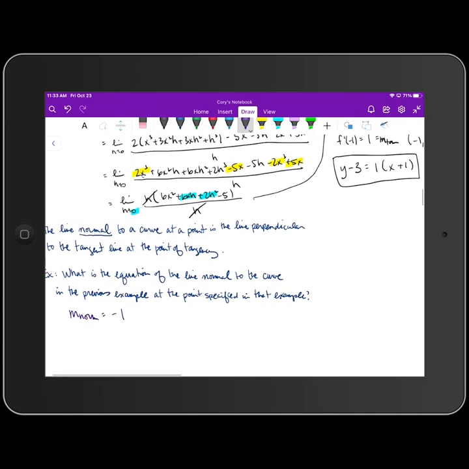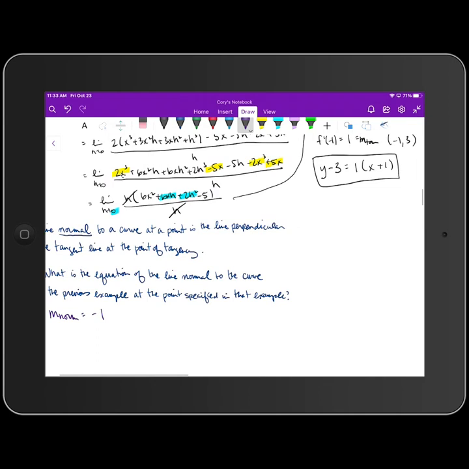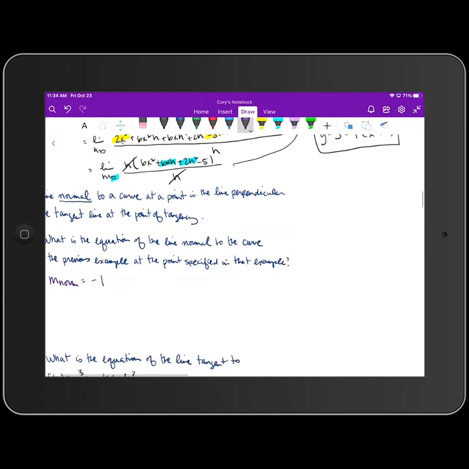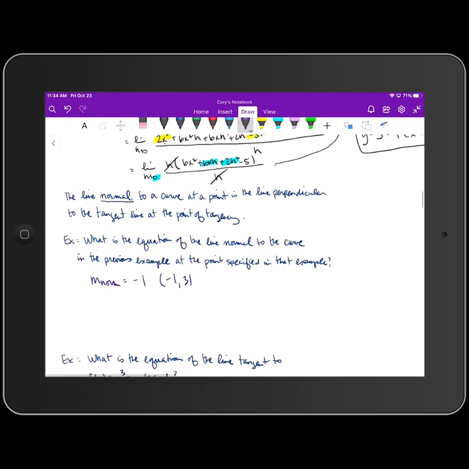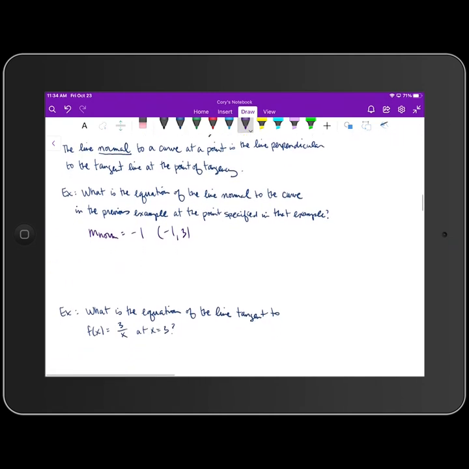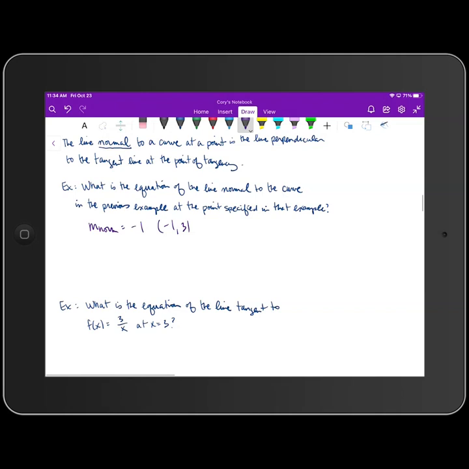And then the point of tangency is exactly the same as the previous example. That is the ordered pair -1, 3. Okay, so if we want to find the equation of the normal line here, that's going to be y minus 3 equal to the slope of the normal line, which is -1, times x minus -1, which is x plus 1. So this right here would be the equation of the normal line in that particular example.